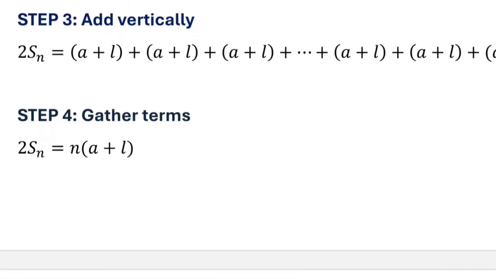Step 4 is to gather the terms. Now in maths, we know that if we're adding a certain term to itself a certain number of times, it's the same thing as multiplying it. So we are adding A plus L an unknown number of times, which we'll refer to as n times. So instead of having A plus L repeatedly added to each other, we can just rewrite this as n into A plus L.